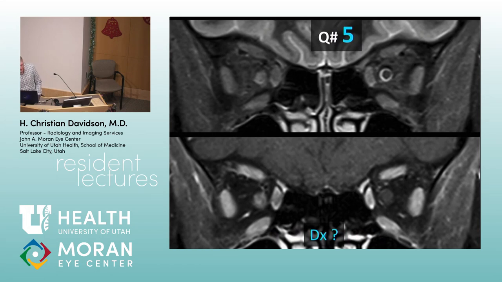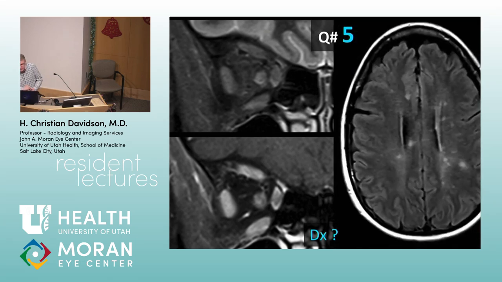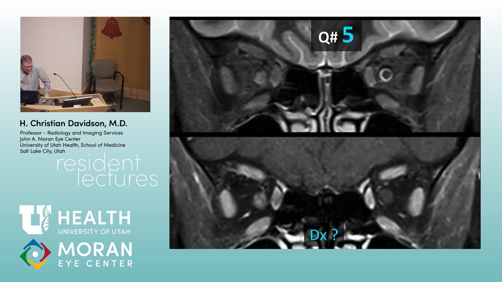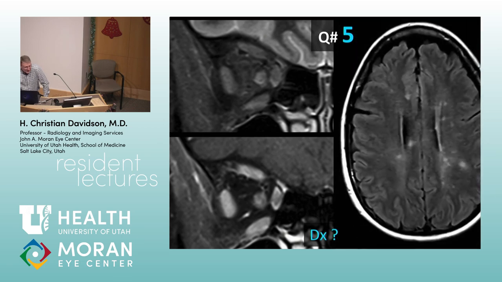Okay, question five. This is a younger middle-aged patient with acute painful vision loss on the right. What we have is a STIR on the top, T2 fat sat, and a post-contrast T1 fat sat on the bottom. And as a bonus on this one, I'm going to give you one more picture to help you with the diagnosis. Because technically, the differential is pretty broad here, but when you add this, it makes the diagnosis more, if not pathognomonic, maybe close.